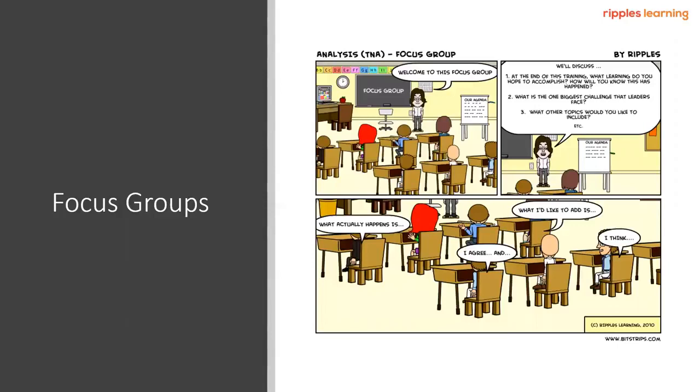Another thing you can do is a focus group, right? A focus group is one where you get everybody together, a sample representative group together in a room, and then you have a conversation with them and try and find out their opinion or their thoughts on what kind of training is required.